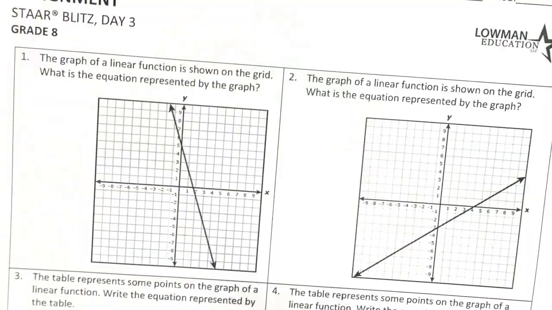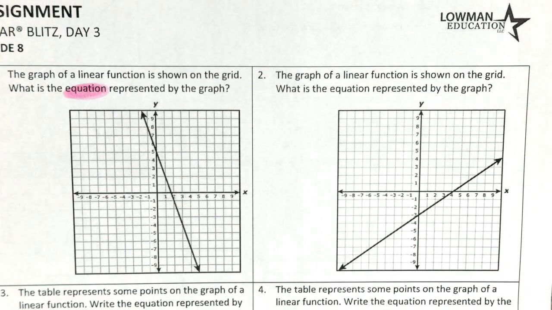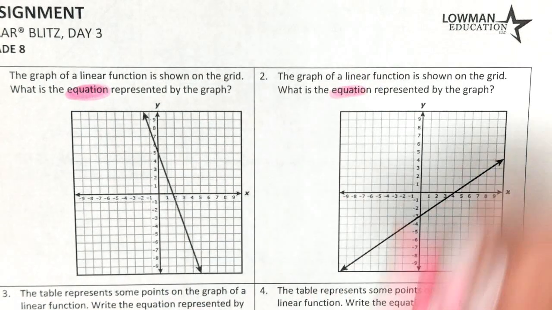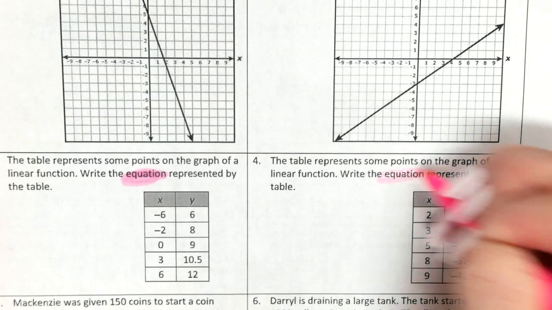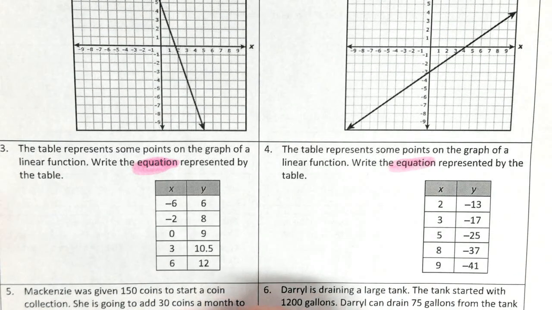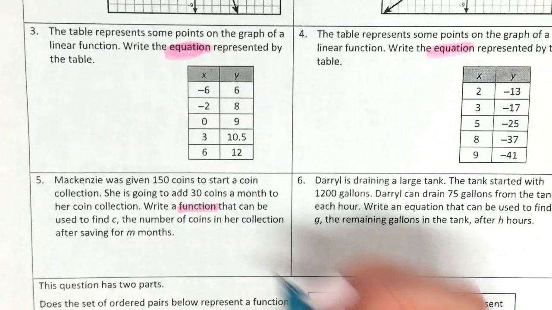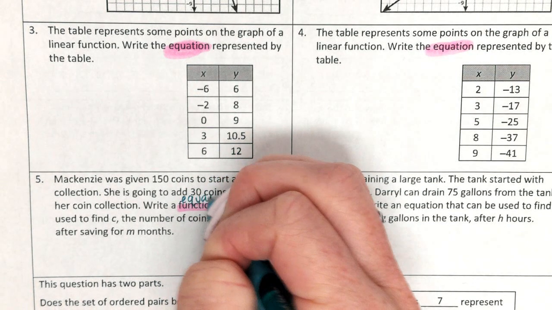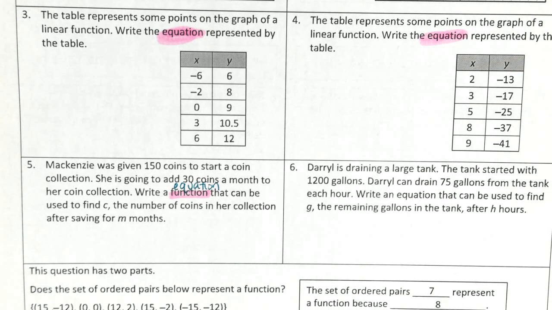Everybody look at the top of number 1. It wants you to write an equation. Number 2, write an equation. Number 3, write an equation. Number 4, write an equation. Number 5, write a function which is an equation. So everybody highlight that function right here on number 5. That means equation. Make sense? So you can use stat on 1 through 4, and then 5 and 6 you're just using clue words. Okay?